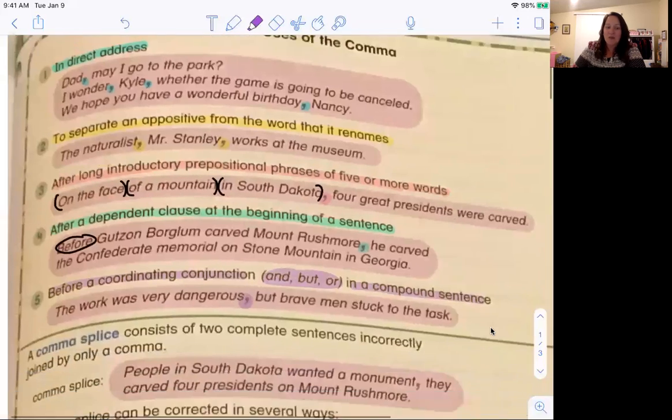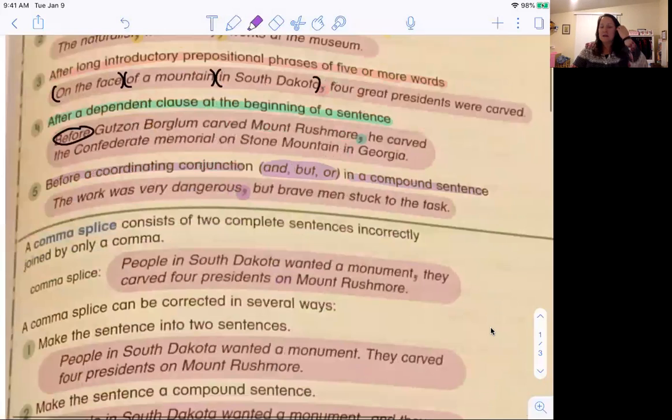But let's move on. A comma splice consists of 2 complete sentences incorrectly joined by a comma. Comma splice: "People in South Dakota wanted a monument, they carved 4 presidents on Mount Rushmore." Those are not joined correctly. Now, if I put a comma and the word and right here, it would be correct, but it does not have that. It only has a comma. So those 2 sentences are not put together correctly.